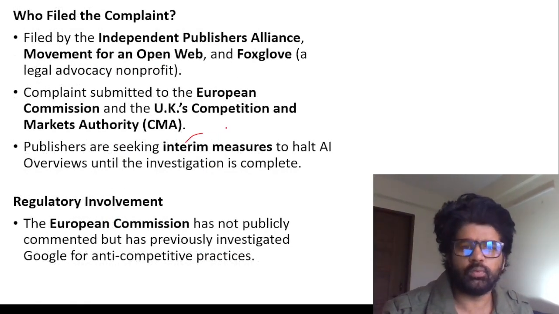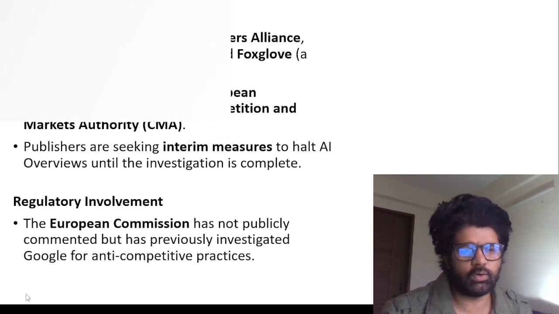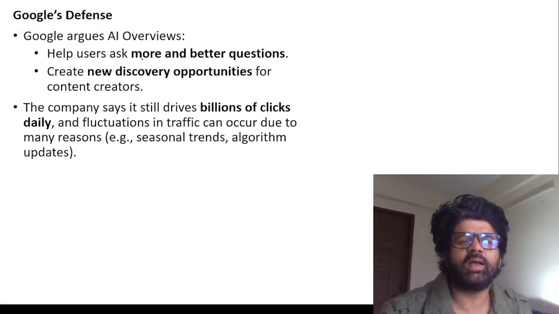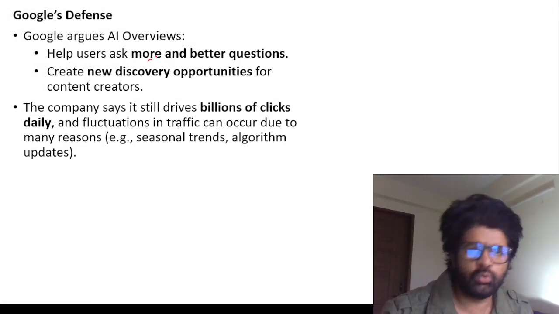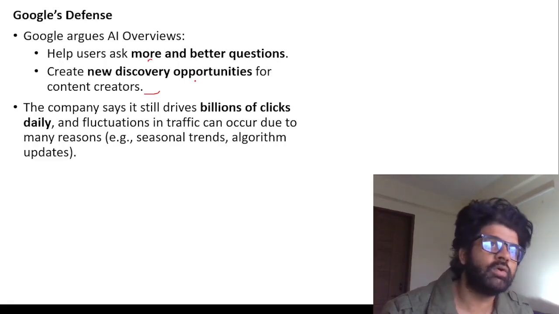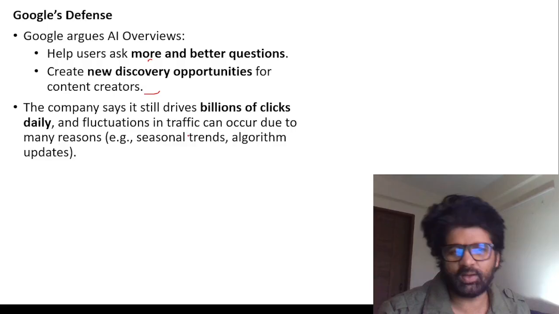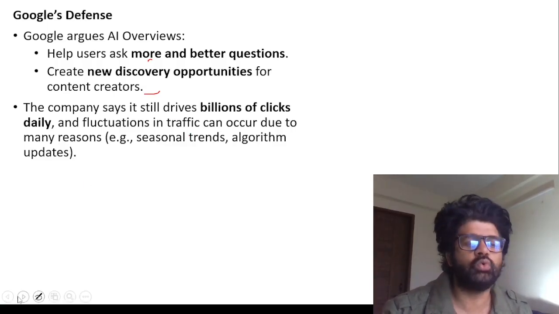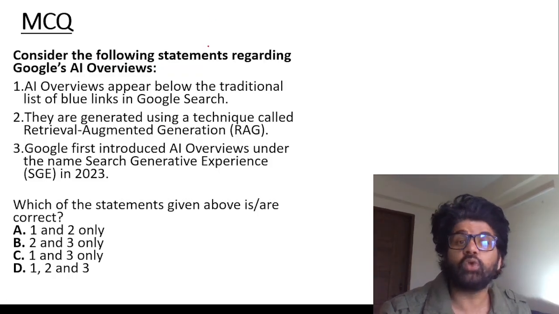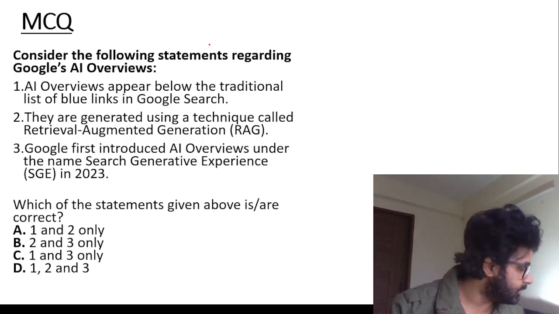You can see, the US, European Commission, UK, they're looking into these issues, and let's see how things pan out in the future. Google is saying that no, it makes people more curious, these AI overviews, and it gives more opportunities for content creators. They become curious, they will click on your website, and then they will click on some other things. One thing will lead to another. So maybe this reduction in click-through rates is happening because of a seasonal trend. Don't worry about it. That is what Google is responding. Let's solve some questions so that you can understand how they can give you questions based on this.